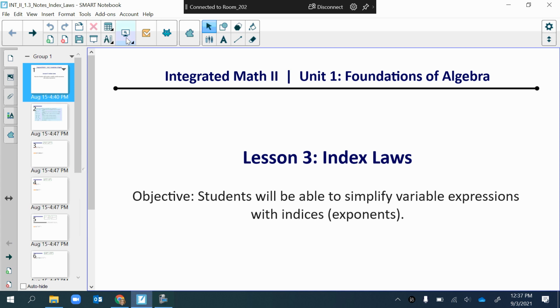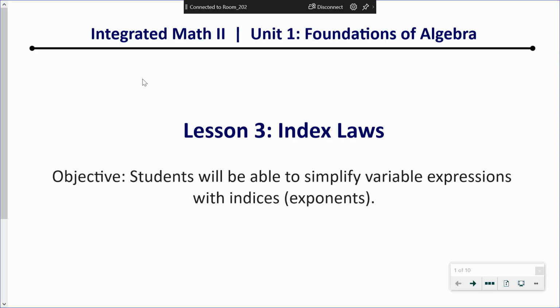In this video, I'm going to go over Unit 1, Lesson 3, which is about index laws. Index here is another word that means exponent. So these are rules for simplifying expressions that have exponents in them. Index is another word that means exponent.